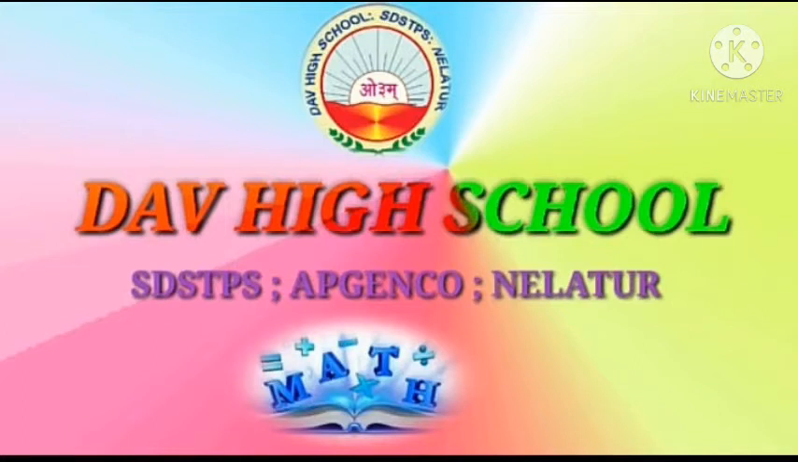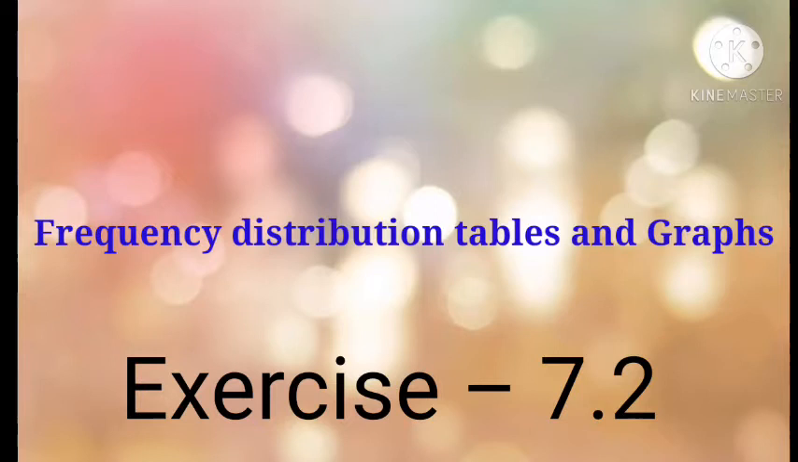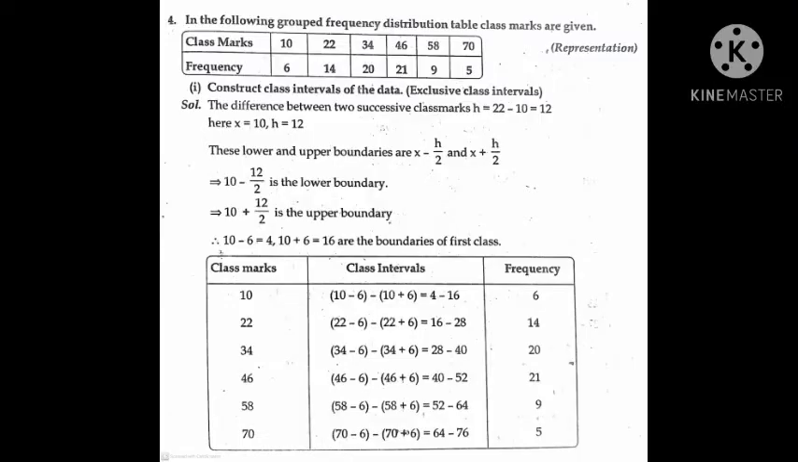Welcome to part 7. In this part, we are going to discuss exercise 7.2 problems related to chapter 7, frequency distribution tables and graphs. Welcome to the fourth question in exercise 7.2. In the following grouped frequency distribution tables, class marks are given. Observe the table. In the table, two rows are there. One is class mark and another is frequency.